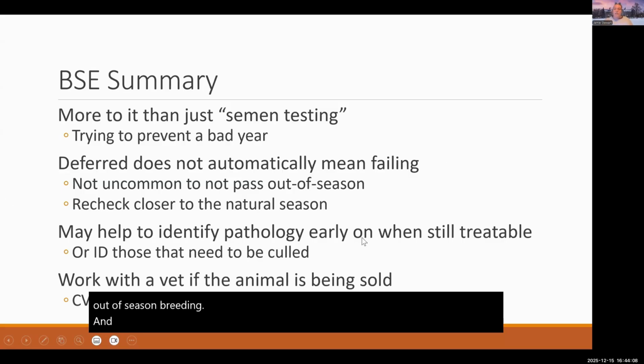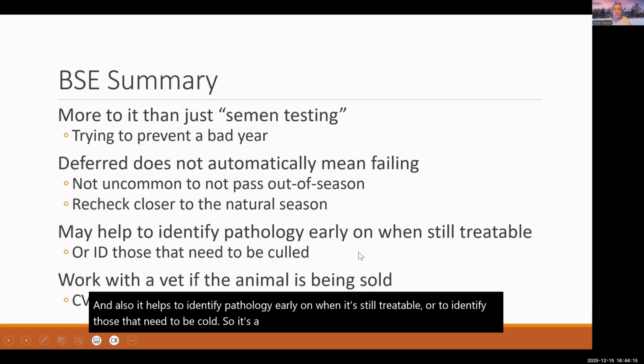And also it helps to identify pathology early on when it's still treatable, or to identify those that need to be culled. So it's just a good way to make sure that we're checking and not bringing any disease into a herd.